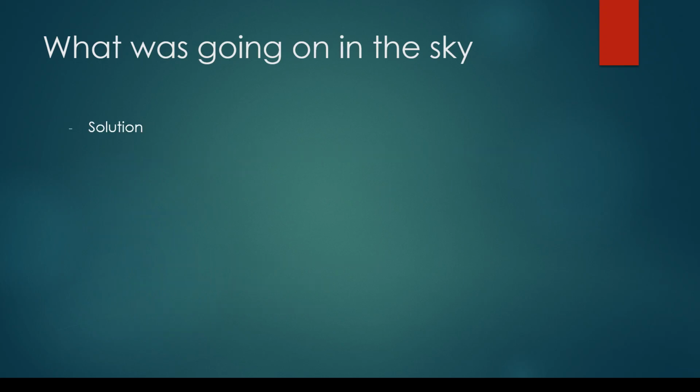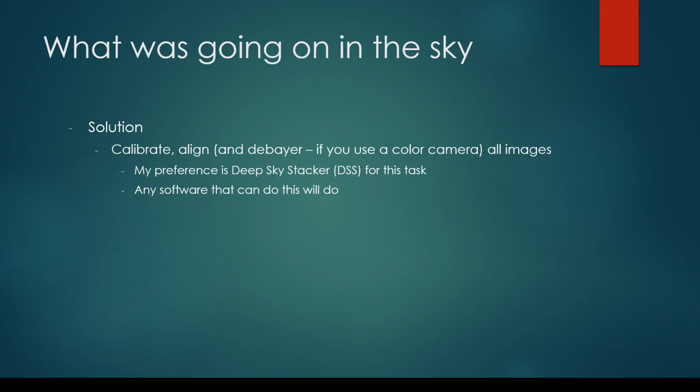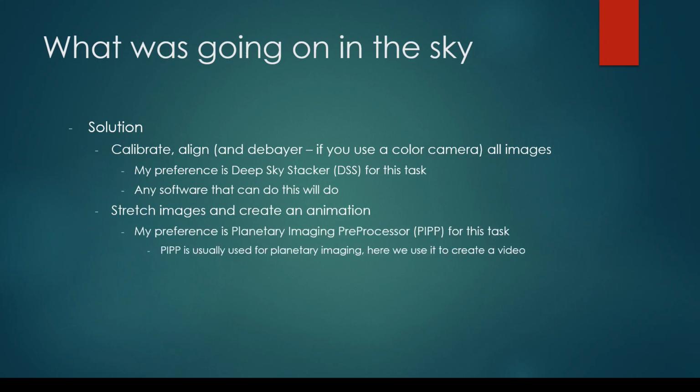So what's the practical solution to achieve all of that? First, we want to calibrate and align all of our images like we would do, let's say, for a normal astrophotography processing session. And for this, I prefer Deep Sky Stacker, but it could be in principle any software that can calibrate and align and debayer if you use a color camera. Then we want to stretch these images we produced, all the calibrated ones, and create an animation out of them. My preference for that is to use PIPP, the Planetary Image Preprocessor. Normally PIPP is used for planetary imaging, but in this case we want actually from all these images to automatically stretch them a little bit and produce a video, and PIPP is just great to do this.